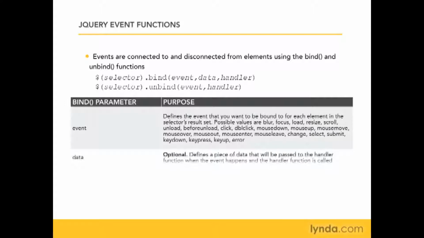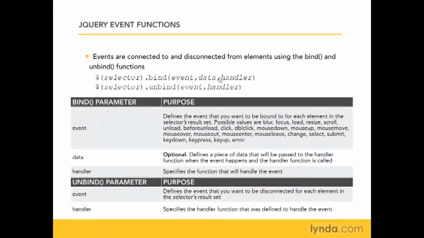For bind, there's a couple of parameters: the event, the data, and the handler parameters. The event parameter defines the event that you want to be bound to, and it's a string that is the name of the event. For example, you'd pass in a string named click, or mousedown, or keydown, or whatever event it is that you want to bind to.